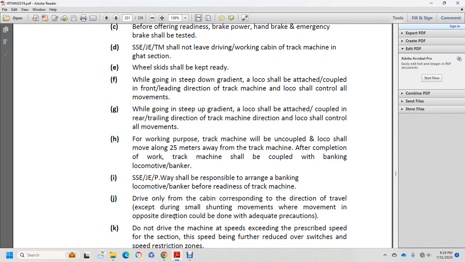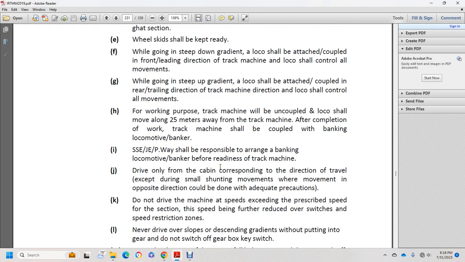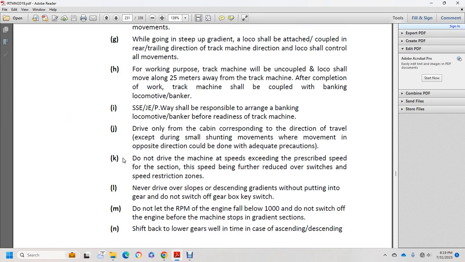Senior engineer, junior engineer, permanent way shall be responsible for arranging banking locomotive banker readiness for the track machine. Driver only with the cabin corresponding with the direction of travel, except during small shunting movements, where movement in the opposite direction can be done with adequate precautions. Driver of the machine shall not exceed the prescribed speed, with the section speed being further reduced over the speed restriction zones.